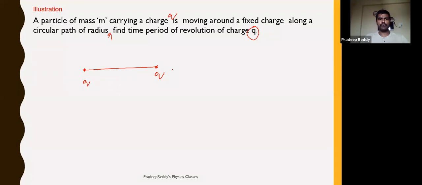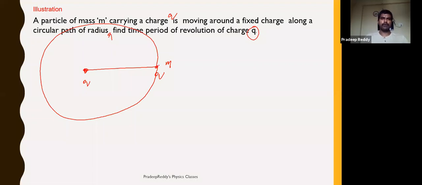Now one charge has mass m. Let me take, this charge has mass m. It is moving around a fixed charge, in a circular path around this particular fixed charge, and the radius is r. You should now find out the time period of revolution of that particular charge.